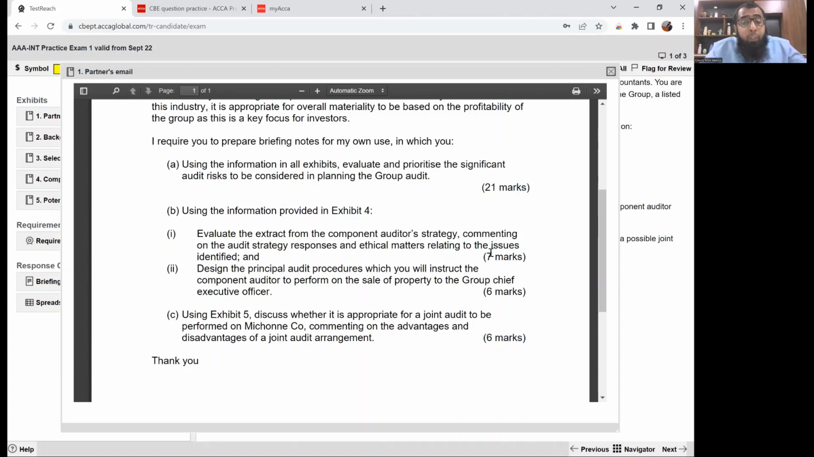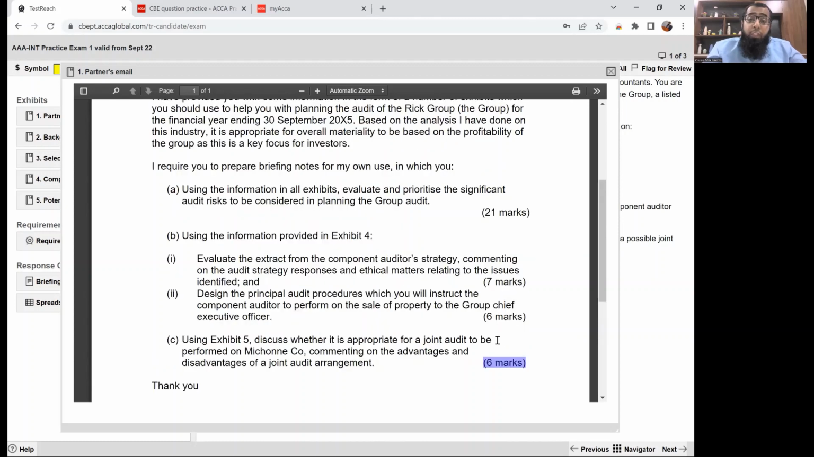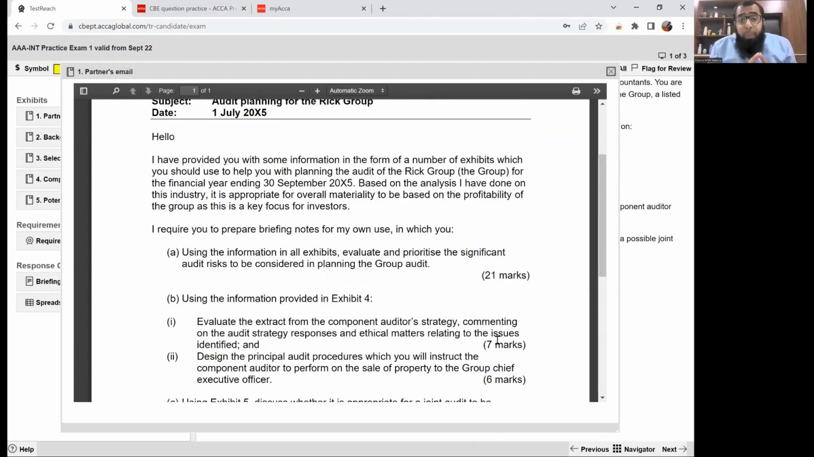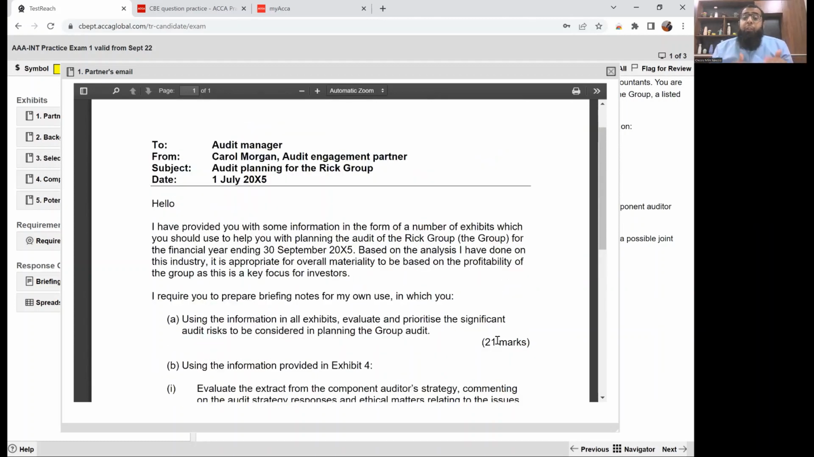So 21, plus 7 or 8, plus 6 or 4, plus 6 or 4 marks. 10 marks are professional marks, which will be spread throughout the question, in which the examiner expects that you will use proper communication, proper format, good analysis, good evaluation. So just have patience and listen to me carefully while we develop the approach.